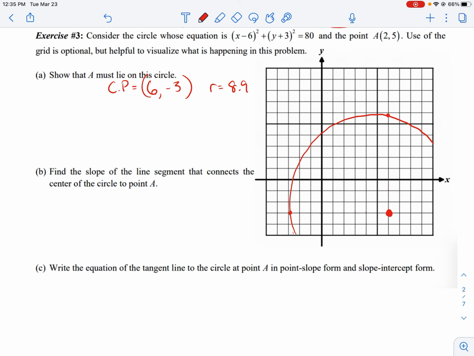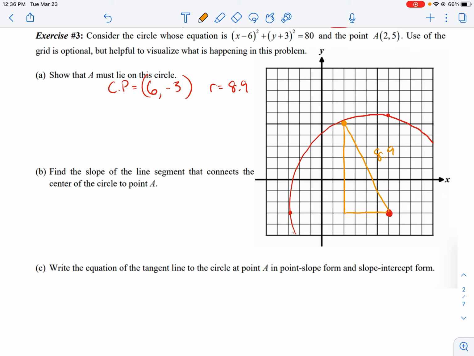Okay, so where is point A? 2, comma 5. Let's put that in there. So 2, comma 5. Now, based off my drawing, it doesn't quite look that way, right? But, again, this is just a sketch. So let's figure out if it is actually going to be on there. All right, so here's our distance there, right? So our radius, this distance should be 8.9.